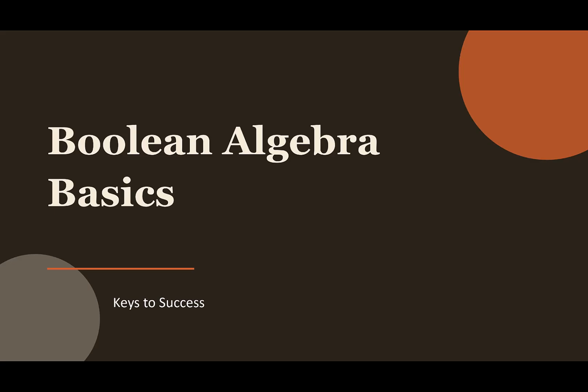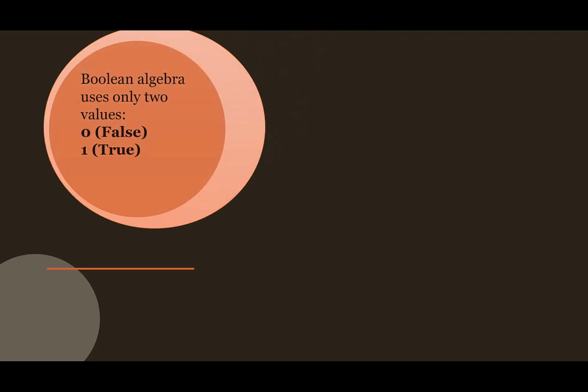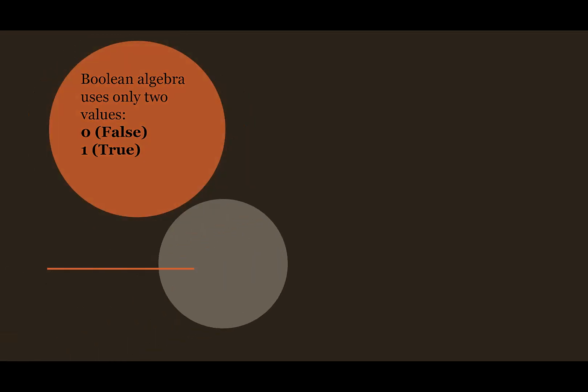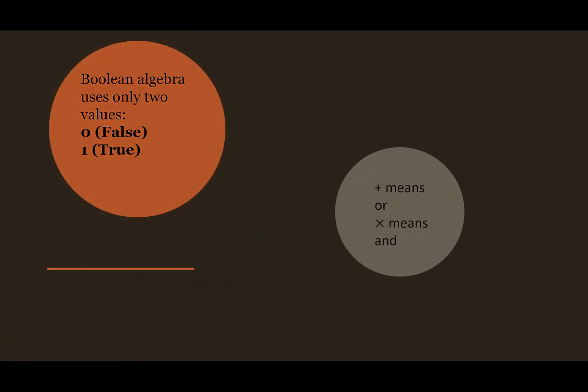Hi everybody, today we are going over Boolean Algebra basics. The first thing we want to think about is that Boolean Algebra only uses two values, 0 that represents false and 1 that represents true. We also have two operations. We have plus, which means or, and we have multiplication, which means and.